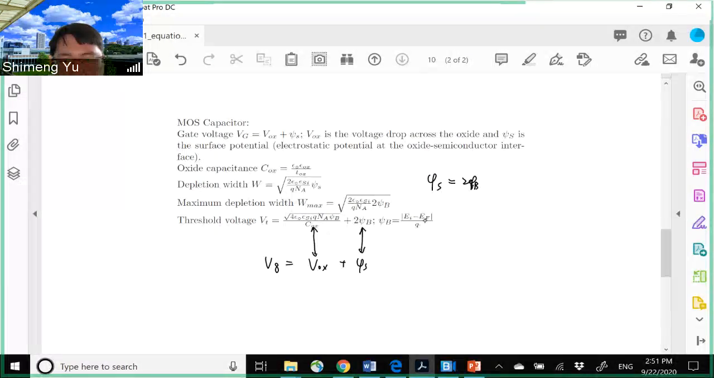So phi b is the difference between the Fermi level and the intrinsic Fermi level. If you want to calculate that, you can use Ni, because Ni is with respect to Ei, the intrinsic Fermi level, and the intrinsic carrier density. So it's KT over Q natural log of Na over Ni. That is phi b, and then you get 2 phi b.